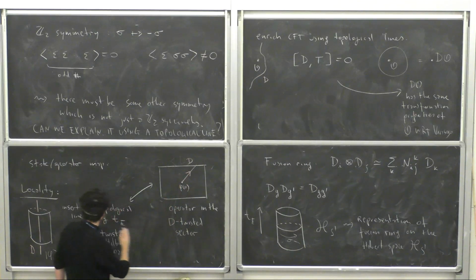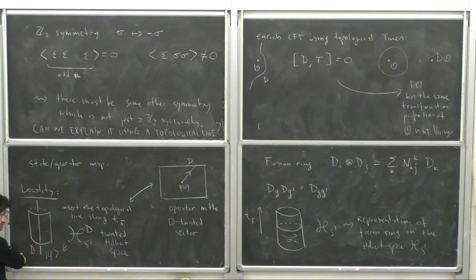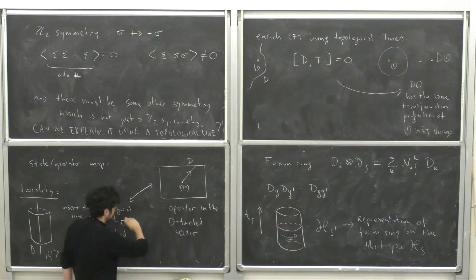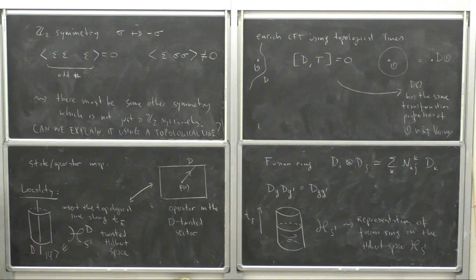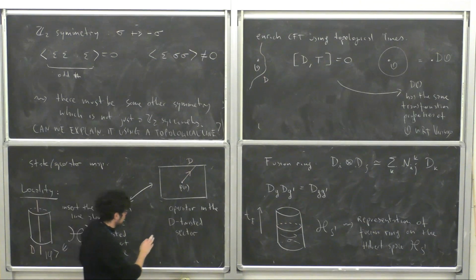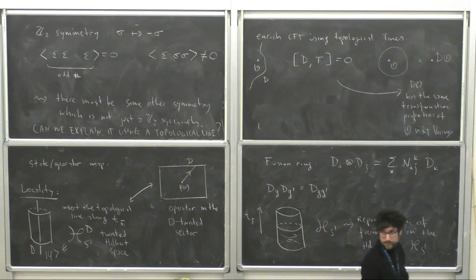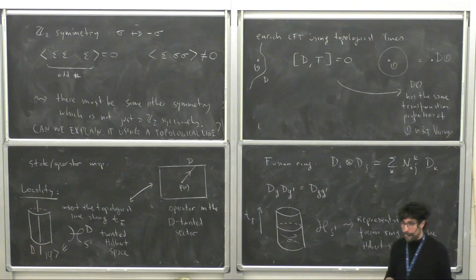You can do this construction also if the line is not topological. You can construct twisted sectors also with non-topological lines, but they won't have relevance in our context, because we just care about the lines that are topological here. We don't consider defect CFTs. You have a question?